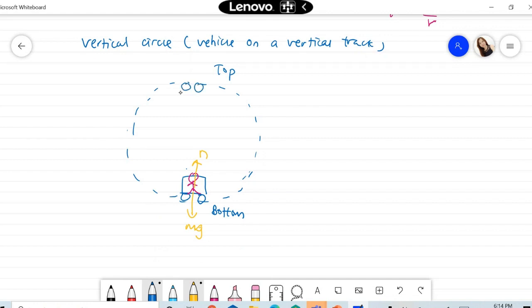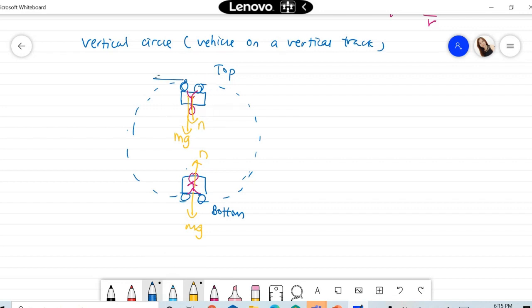So on the top of the loop, the car will be something like this, reversed, right? So your head will be here, but the normal force is actually downward. mg is also downward. Okay, this is a free body diagram on top and at the bottom for a roller coaster. To avoid the passenger falling down, the speed here must be very fast.